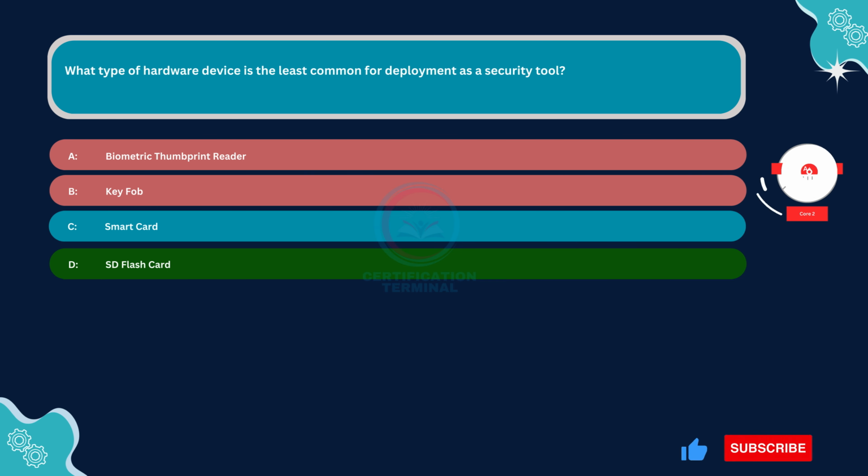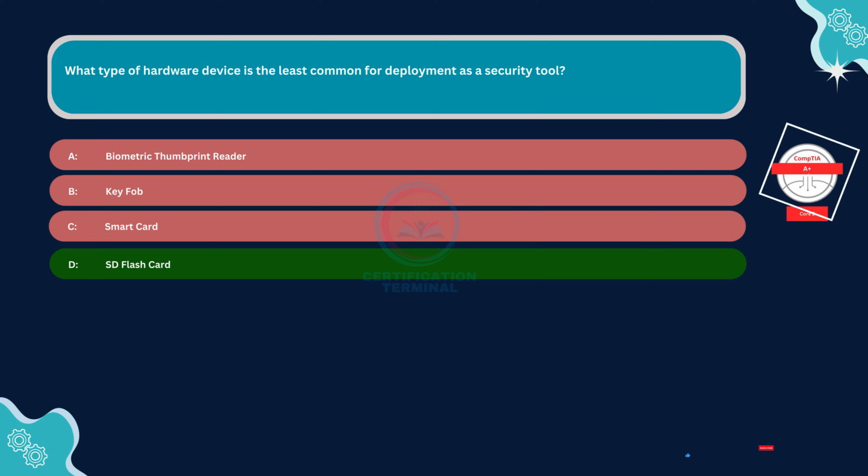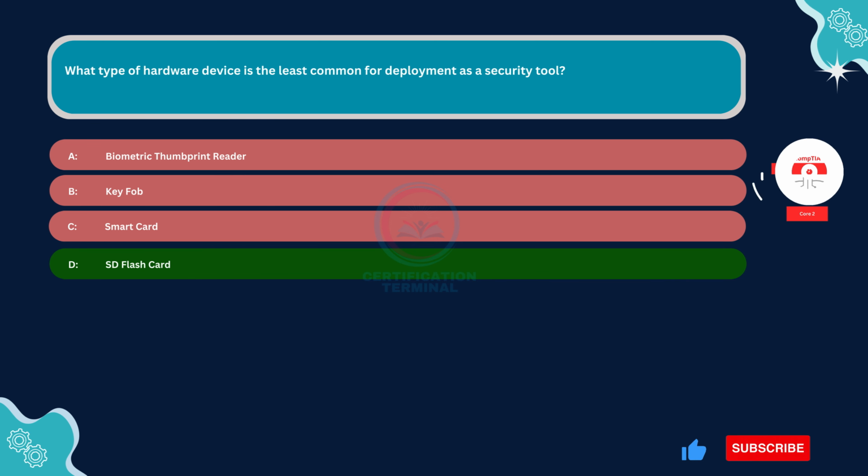Option B, key fob, is incorrect. Key fobs are frequently used as security devices, especially for two-factor authentication or multi-factor authentication systems. They generate one-time passwords or authentication codes, enhancing security. Option C, smart card, is incorrect. Smart cards are widely used for authentication and access control in various industries. They provide secure storage for cryptographic keys and personal identification information, making them essential components of many security systems.